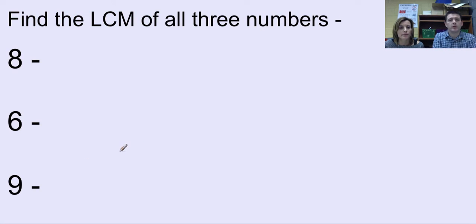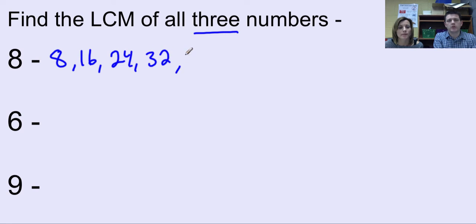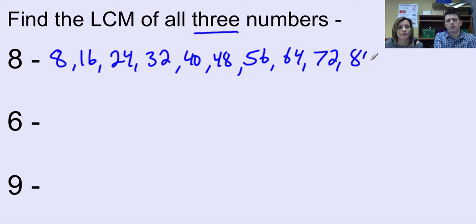So what if we have to do it with 3 numbers? Same rules apply. List out the multiples for all 3 numbers and find the first number that appears in all 3 lists. So start with 8. So 8, 16, 24, 32, 40, 48. Remember, if you get stuck, use your multiplication table. 64, 72, 80, 88. I think it's 96. Yeah, that makes sense.